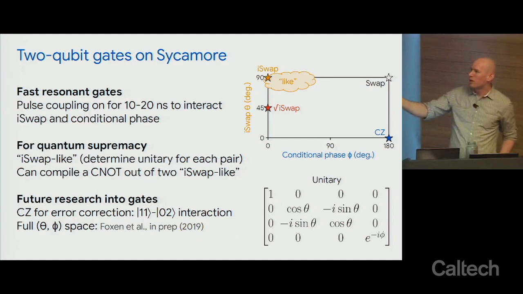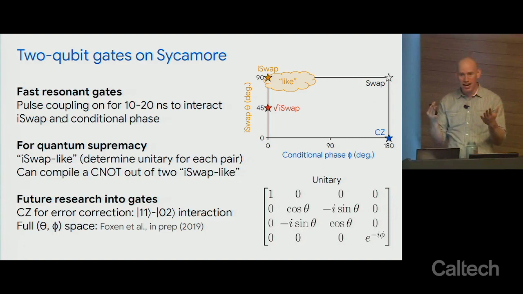The horizontal axis is this conditional phase. So the identity is here. And over here is a controlled-Z gate, my favorite gate, which we want to use for error correction in the future. But let me put you at ease with this iSWAP-like gate. In fact, if we take two of them and some single-qubit gates, you can compile a CNOT. So this isn't something crazy. It's a nice entangling gate.